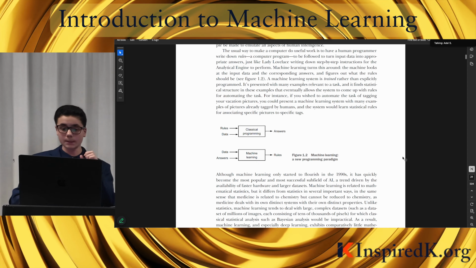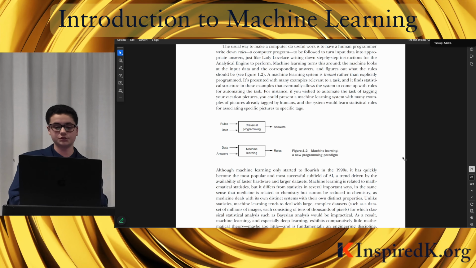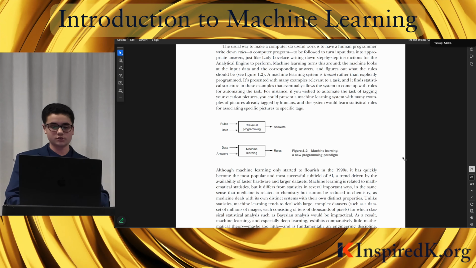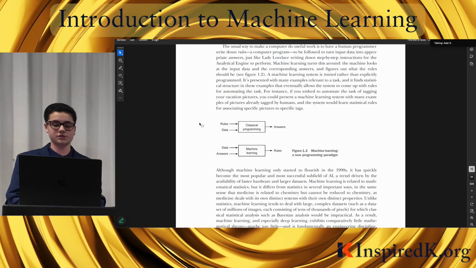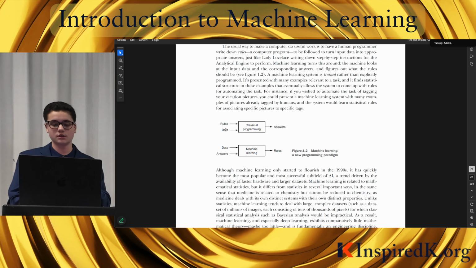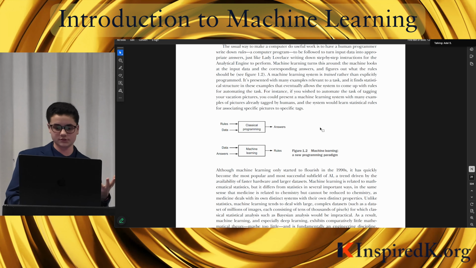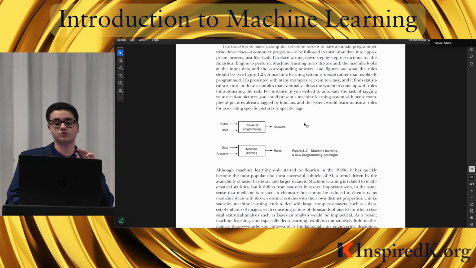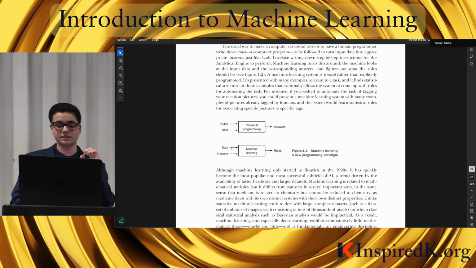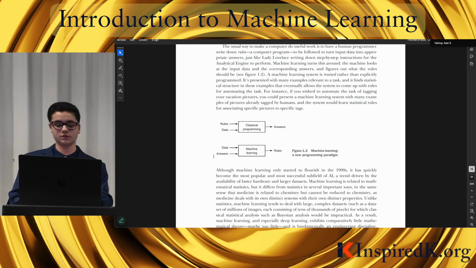So, in this paper, Alan Turing also introduced the concept of machine learning. In classical programming, you usually take different rules and data to be translated into outputs. However, in machine learning, this was revolutionized by instead having data and outputs turned into rules.